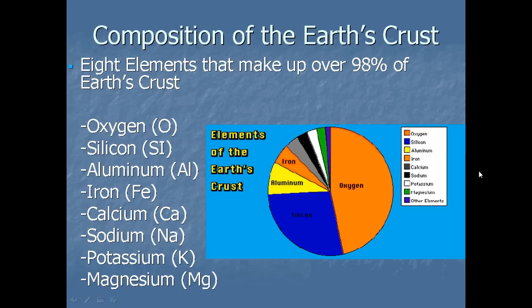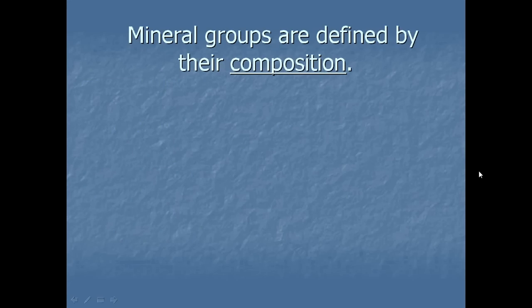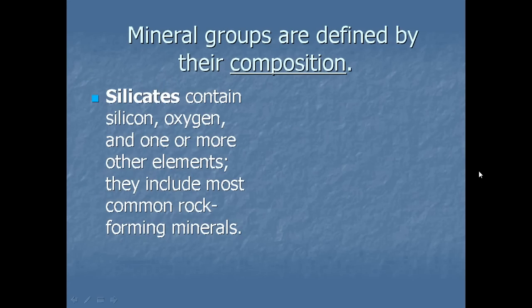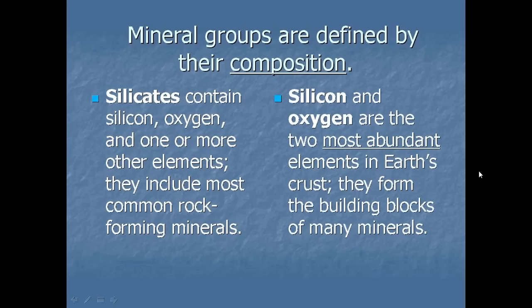And that's pretty important when we talk about minerals. Because minerals are grouped by their composition. And we actually have this group of minerals called silicates. And that means that they have silicon, oxygen. Remember, those are the 2 most abundant elements in the Earth's crust. So silicates have silicon, oxygen, and 1 or more other elements that form together, and that's what we call a silicate mineral. These are the most common rock-forming minerals.